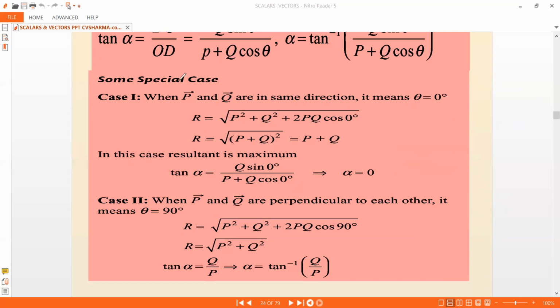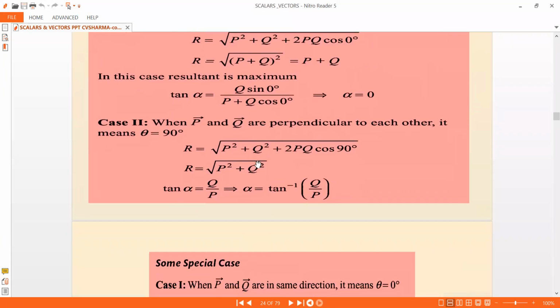Next, let us say case 2. Case 2 is when p bar and q bar are perpendicular to each other. Let's work out the scenario very analytically. This is one vector, and this is another vector. Two vectors are like this. They are perpendicular to each other, and the resultant becomes the hypotenuse. So r is equal to square root of a square plus b square. If the vectors have magnitudes a and b, then r is equal to square root of a square plus b square, as simple as that.